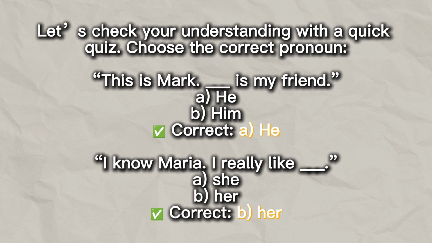Choose the correct pronoun. This is Mark. Blank is my friend. A, he, B, him. Correct. A, he. I know Maria. I really like blank. A, she, B, her. Correct. B, her.